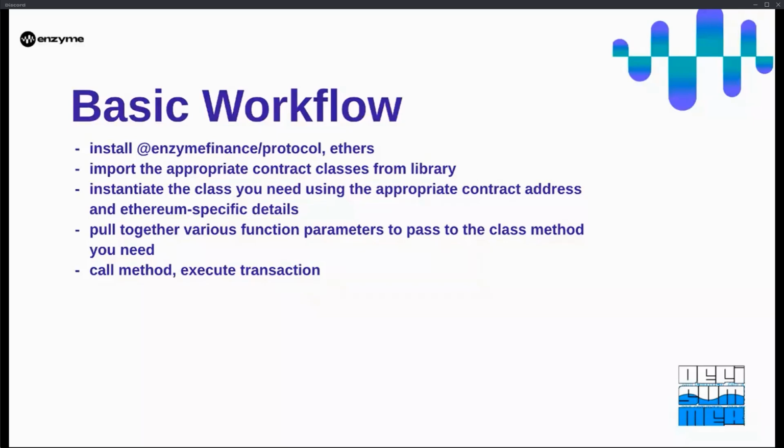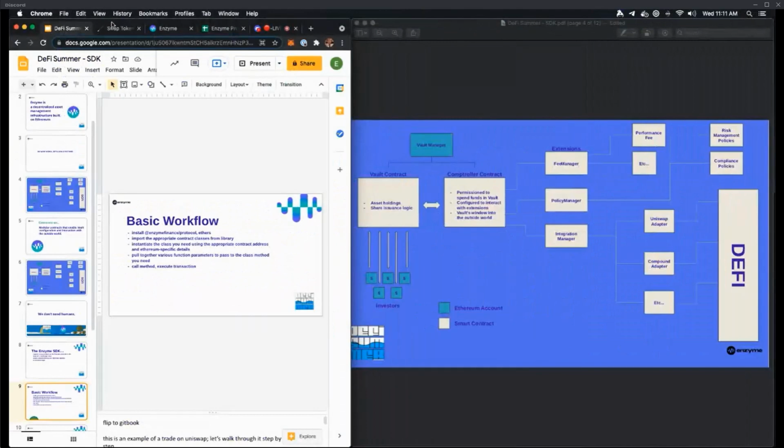Then you pull together various function parameters. So in the Compound example, it's basically just how many USDC to lend. And you pass that to the appropriate method, then call the method and execute. So we're going to take a look at what that actually means in the code.